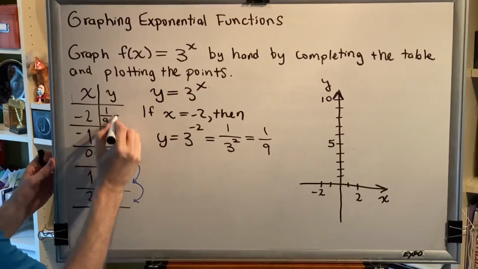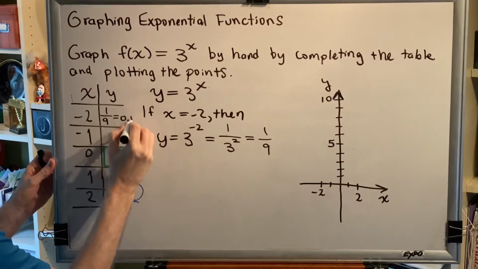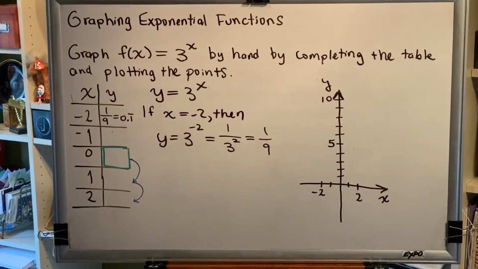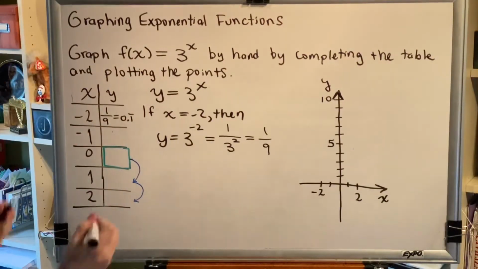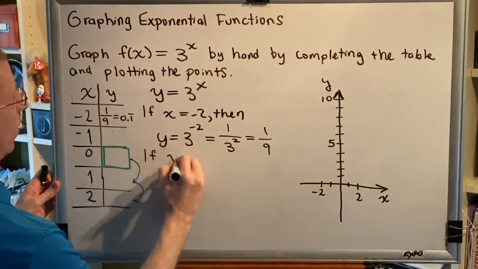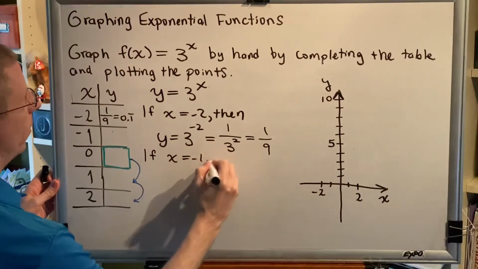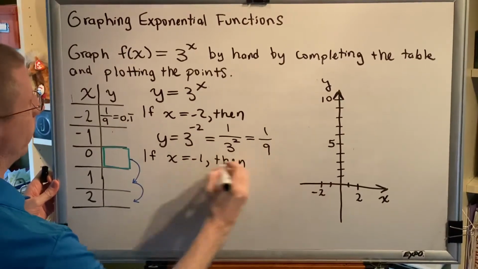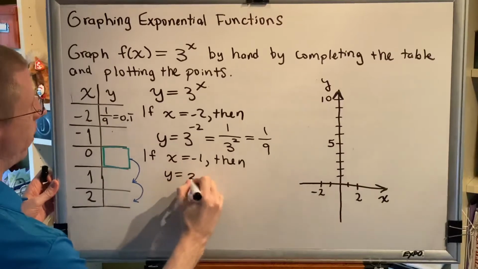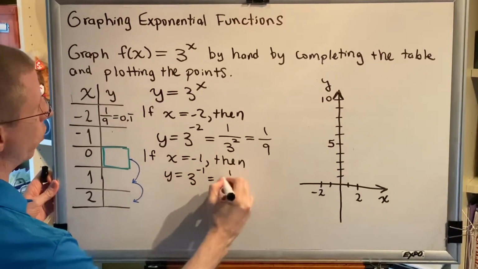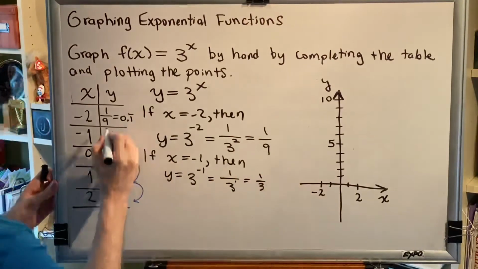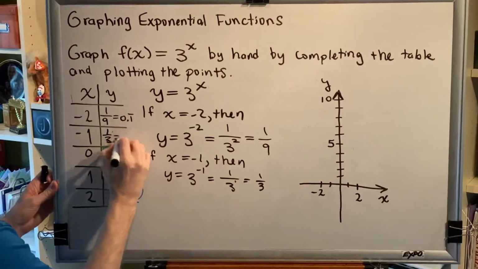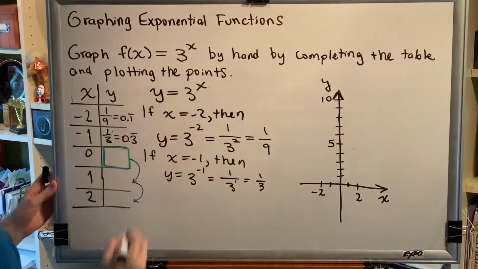As a decimal, 1/9 is equal to 0.1 repeating. If you put that in a calculator, you're going to see it's 0.111111. The ones go forever. Let's try our next value of x. If x equals -1, then y equals 3 to the -1 power, which is 1 over 3 to the +1 power, which is 1/3. And 1/3 as a decimal is 0.3 repeating.